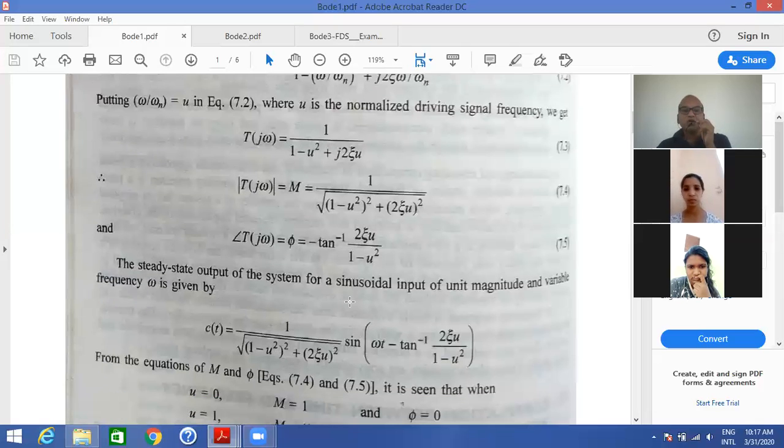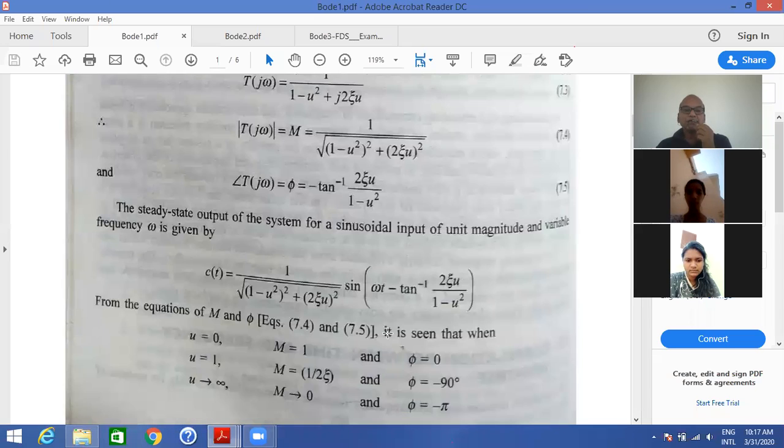Here the steady state output magnitude is 1 upon this M, and the phase equals minus tan inverse of 2 zeta u upon under root 1 minus u square. This is the C of t. Already at the beginning I said that r of t is equal to A into u of t, then C of t equals B into sine of omega t plus phi. Phi is nothing but the phase difference, and this is nothing but the magnitude.